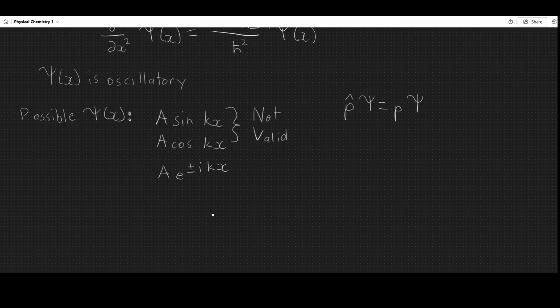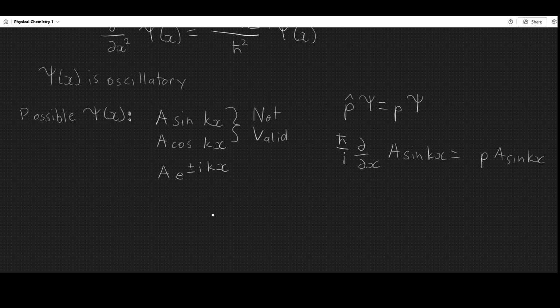And so you can try. We already stated what p hat was. It was h bar over i del over del x. And so if we try with a sine kx, you can see that without even solving this completely, it won't work. Because if I take the derivative of sine kx, I get a cosine out of this, and there's no possible way that we could make a simple cosine equivalent to a sine on this side. And so this can't satisfy the momentum eigenvalue equation.